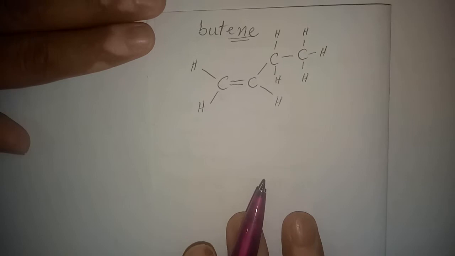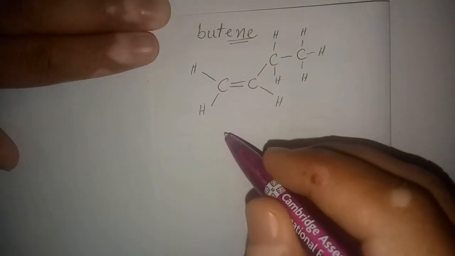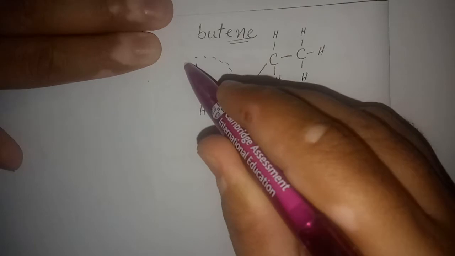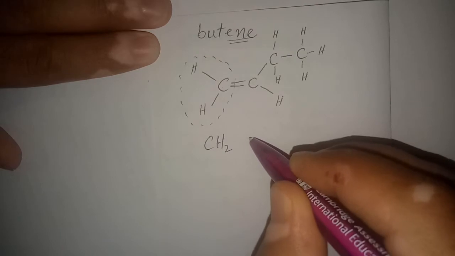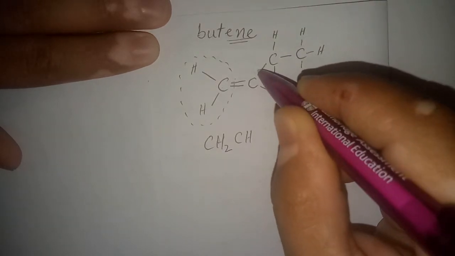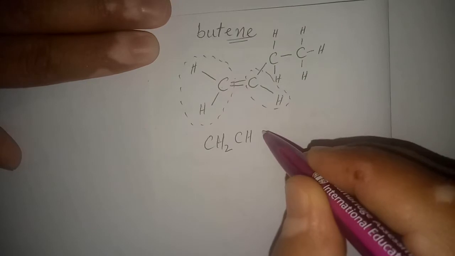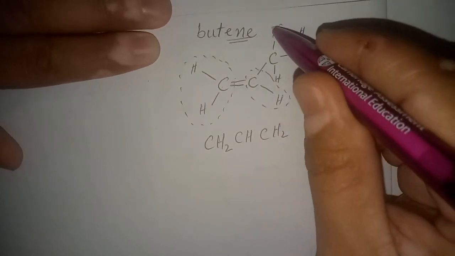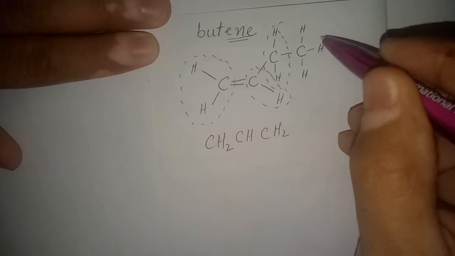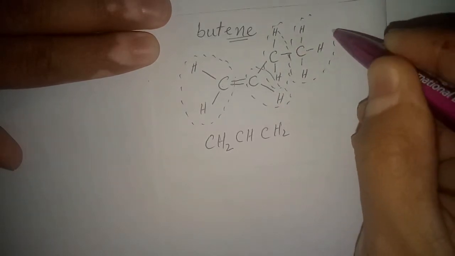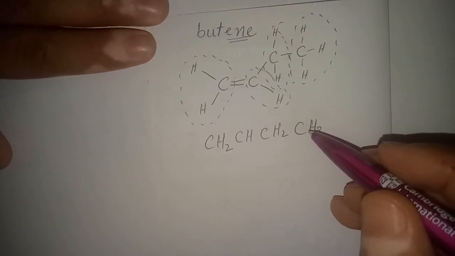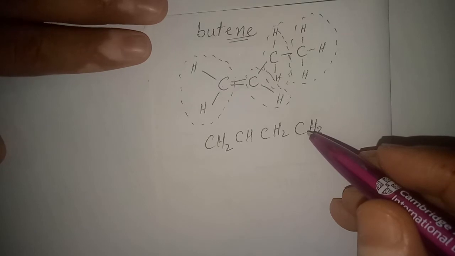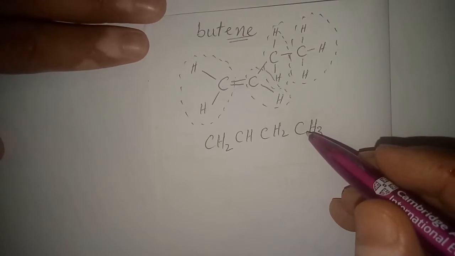Now to convert this formula into the structural formula, we have to write each carbon atom separately, like this: CH2, then CH for this carbon atom, and CH2 for this carbon atom, and CH3 finally for this carbon atom. A structural formula is writing each carbon atom separately along with its directly bonded atoms.